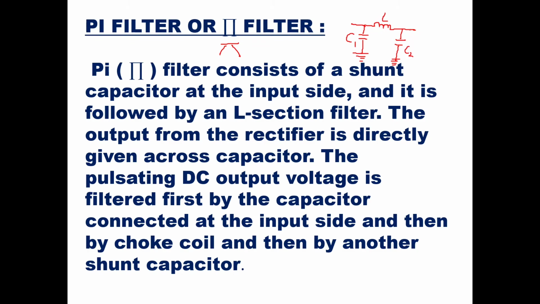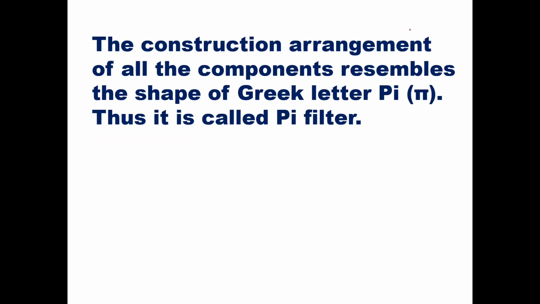Clear? Now here, the pi type filter consists of a shunt capacitor, that is a capacitor in parallel at the input, which is called C1 here, and it is followed by an L section filter where the L inductor is there, and then you have another capacitor across the load, which is C2. The pulsating DC output voltage is filtered first by the capacitor connected at the input side, then by a choke coil, which is an inductor coil, and then by another parallel capacitor, that is shunt capacitor C2. Clear? The construction arrangement of all the components resembles the shape of a Greek letter pi, and therefore it is called a pi filter.